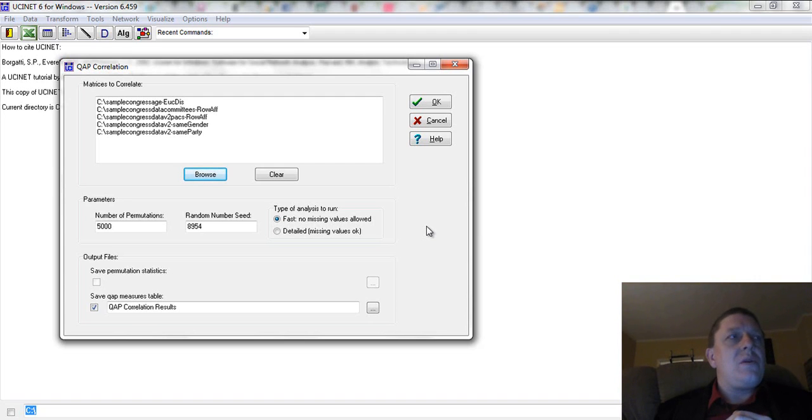Okay. So if 95% of the time, by chance alone, you'd get a correlation that big with a random matrix, and if you look at the number of permutations, in this case, UCINET is actually going to generate 5,000 randomly permuted, switched around matrices, and then see if it gets a correlation like that again, just randomly. If that happens 95% of the time, then your correlation is pretty chancy. It doesn't seem to be different than chance.